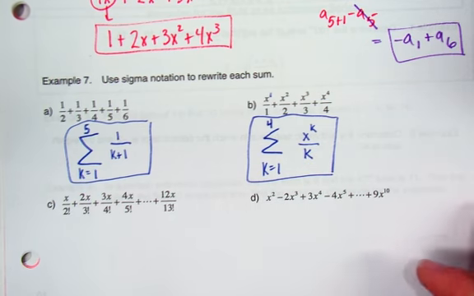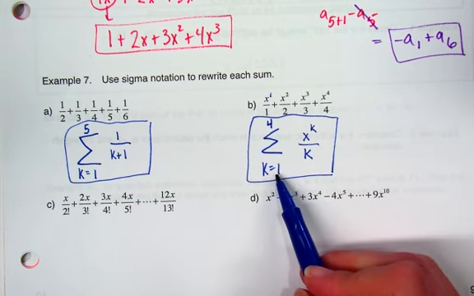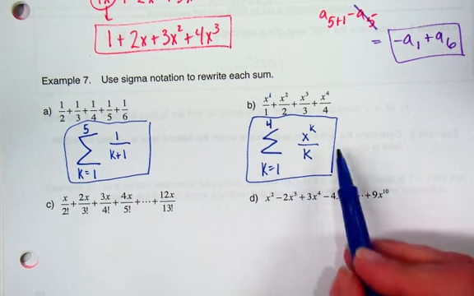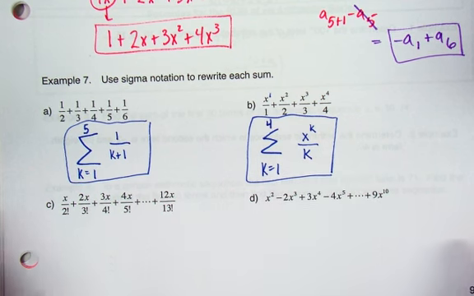There are more than one correct answer depending on where you decide to start. If you started with k equals 0 or k equals 2 or something like that, you could have a slightly different equation for that one.